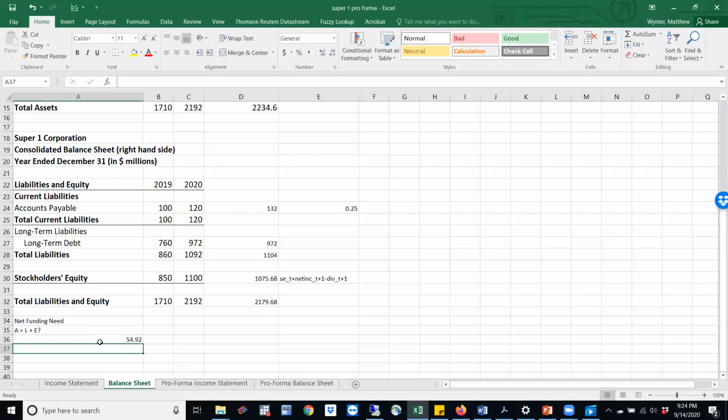So we will issue long-term debt to meet our funding need of 54.92 million.